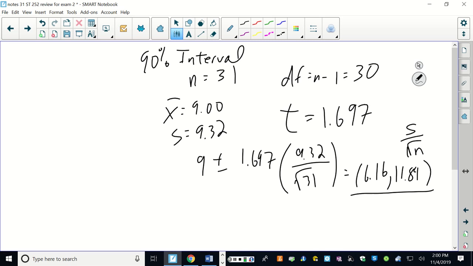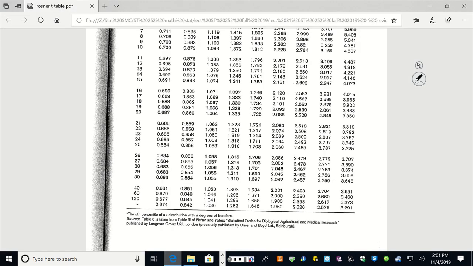Would a 95% interval be wider or narrower? Wider. The more confidence, you've got to keep making it wider. And as you move out that table toward these higher percentiles to cover more, they get bigger. So instead of 1.697, you go 2.04 for 95%, and 2.75 for 99%. So you get intervals that cover more of the time. You make them wider to increase the chance that they actually work.